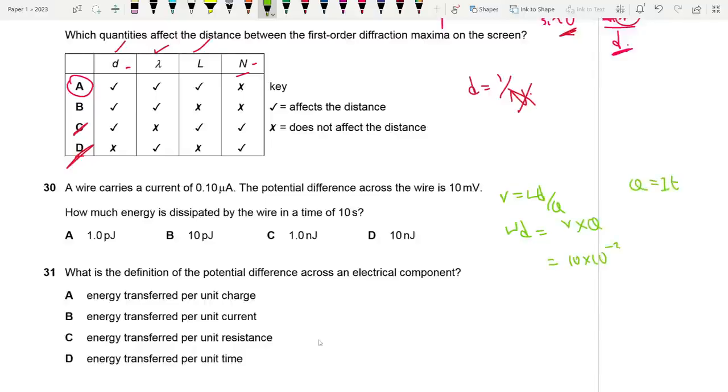So let's do this. Voltage 10 into 10 to the power minus 3, times IT: 0.1 into 10 to the power minus 6, that's the current, and time is 10 seconds. Multiply this: 10 into 10 to the power minus 3 into 0.1 into 10 to the power minus 6 into 10. This gives you a value of 1 into 10 to the power minus 8 joules. Now you convert it to nano. It is 1 into 10 to the power minus 8 times 10 to the power 9. It is actually 10 nanojoules. So yeah, D looks like the correct answer.